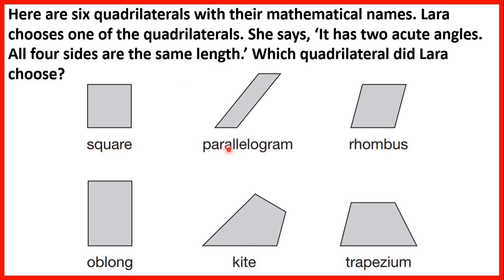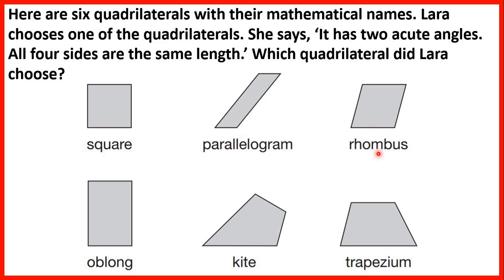So if we look at the parallelogram, we can see that we have 2 acute angles, one here in the bottom left and one here in the top right, and then we have 2 obtuse angles as well. But Lara can't have chosen the parallelogram because we know that she chose a shape where all 4 sides are the same length, and we can see 2 shorter sides and 2 longer sides.